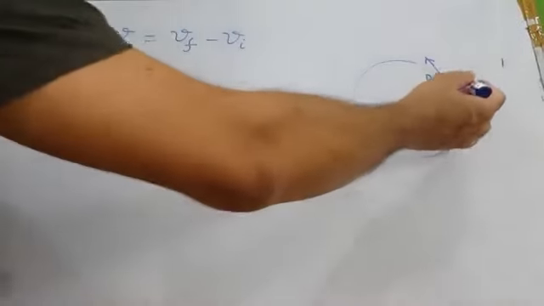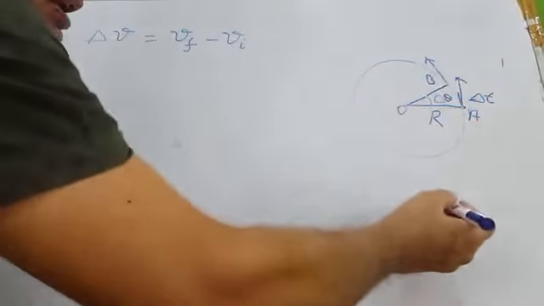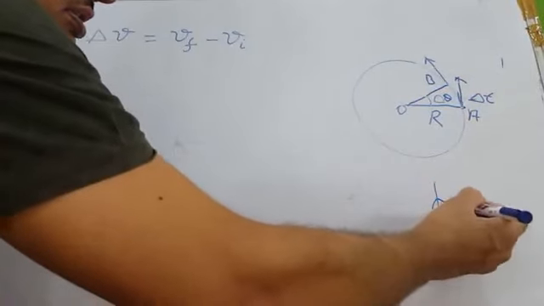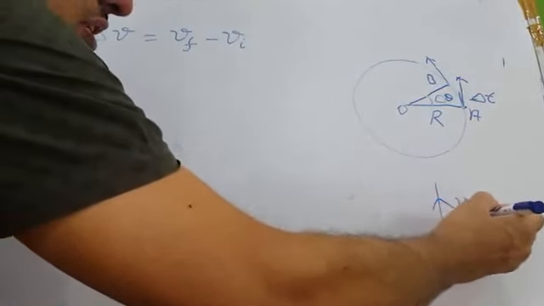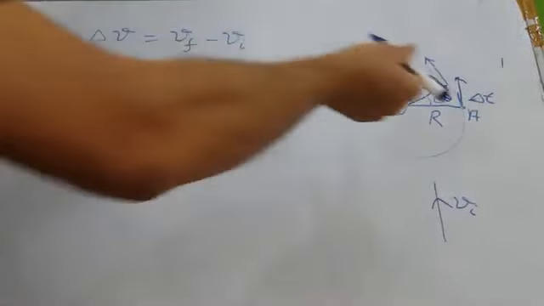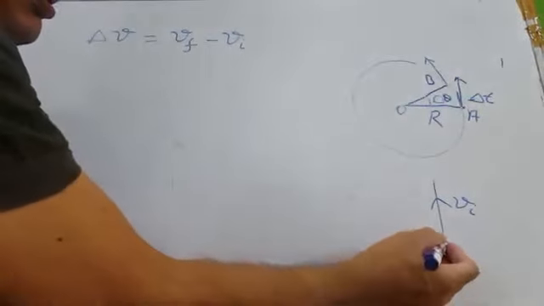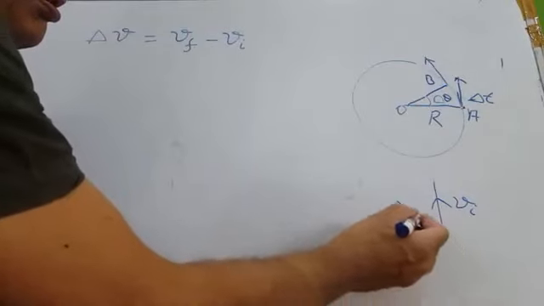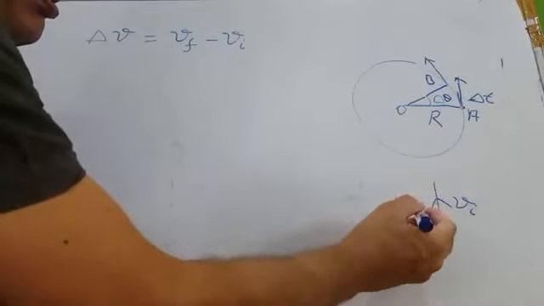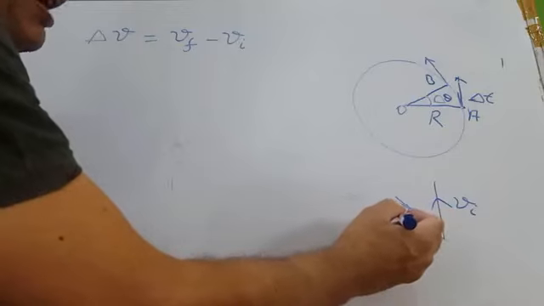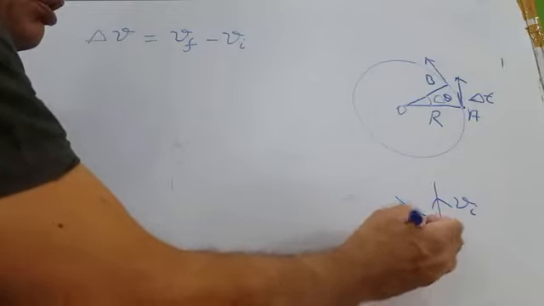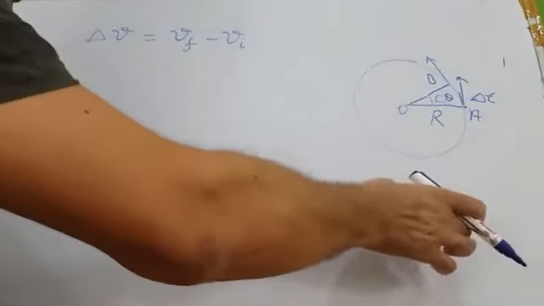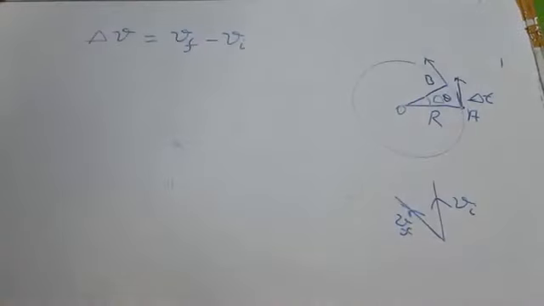I am drawing a line parallel to this line. I am drawing it here. This is v initial. Now draw a line parallel to this. That is the final velocity. This length will be equal to this length because the magnitude of velocity is the same.